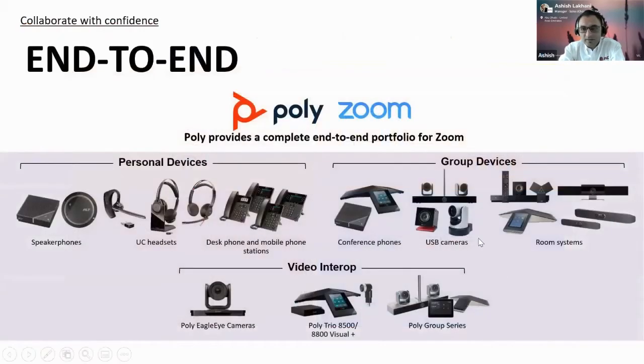This slide was covered by my dear friend Sandeep already in the beginning, so I'm not going to go through it in detail, but this is the end-to-end Zoom portfolio, which puts us in a very key position with Zoom as a certified partner for the devices, right from the speakerphones to the headsets, the personal devices, and as Mohammed rightly said, now we are on Zoom Phone as well. Where Zoom doesn't have the hardware, of course, they rely on partners like us for the unique hardware. When it comes to the group devices for the meeting rooms, this is where we play a role.